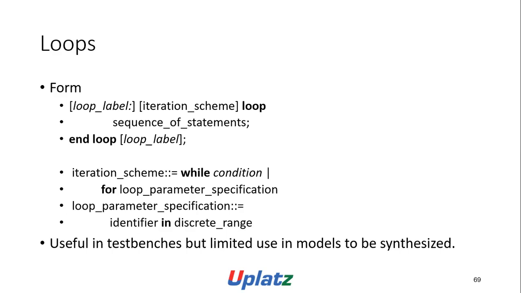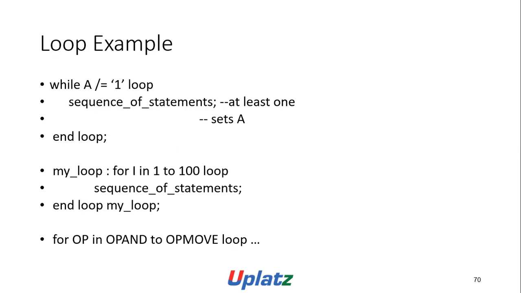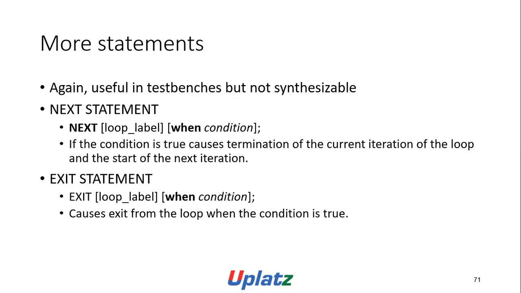Loops: loop label, iteration scheme, loop, sequence of statements, end loop label. Iteration scheme is while condition, or for loop parameter specification. Loop parameter specification is useful in test benches, but of limited use in models to be synthesized. For example: loop while A not equal to 1, sequence of statements, end loop. My loop: for I in 1 to 100 loop, sequence of statements, end loop. Again, useful in test benches, but not for synthesis.